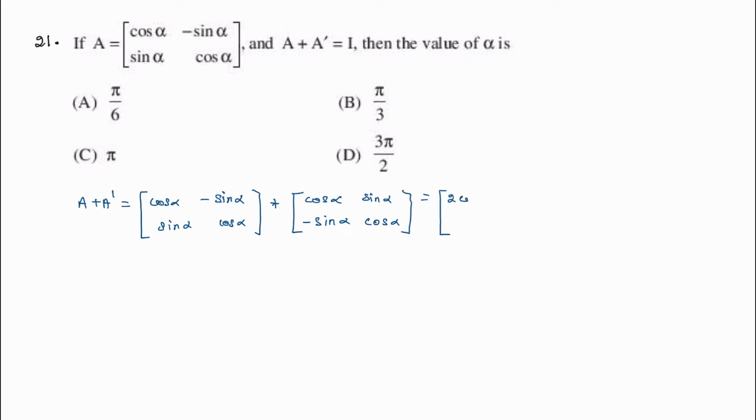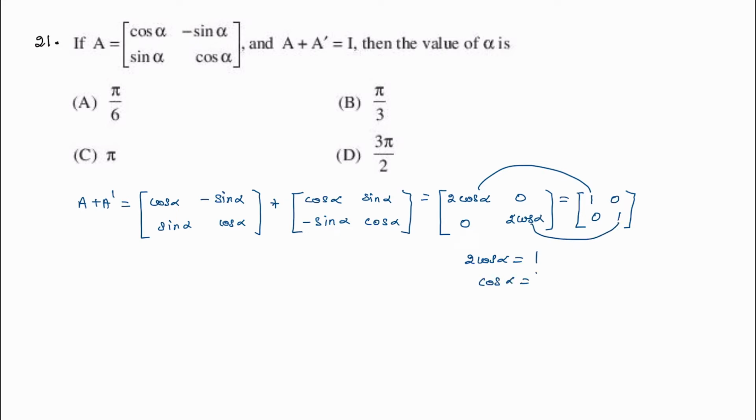Add the corresponding elements. We get 2 cos alpha, 0, 0, 2 cos alpha. And it is given in the question that this is equal to an identity matrix I, that is 1, 0, 0, 1. It must be of order 2 by 2 because A and A dash are of order 2 by 2. Let us equate the corresponding elements of these two matrices. We get 2 cos alpha equal to 1. Therefore, cos alpha is half. Therefore, alpha is pi by 3 from the principal value branch. The correct option is B.